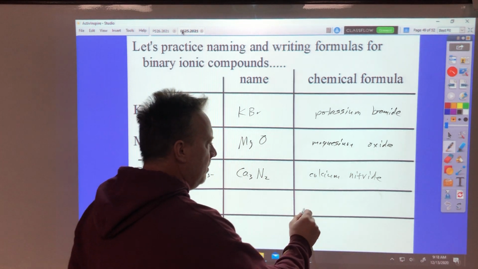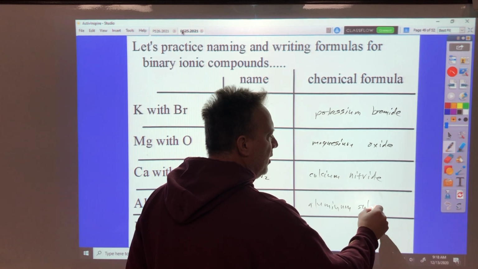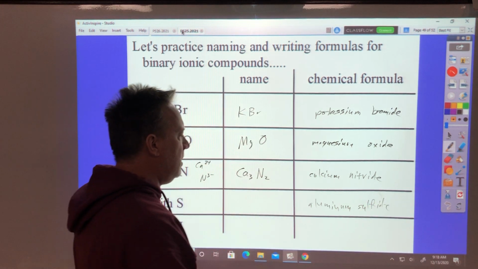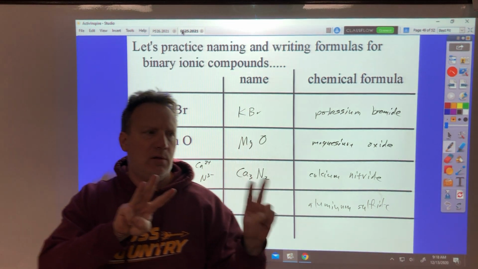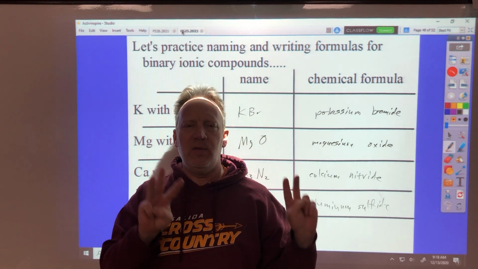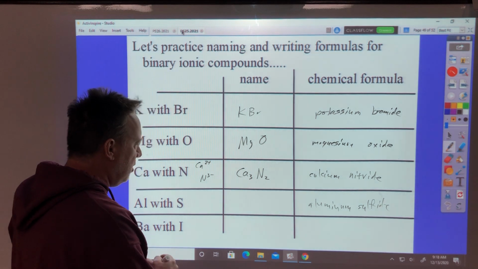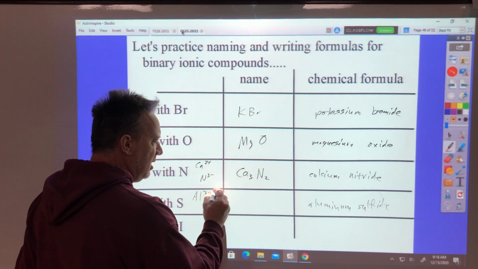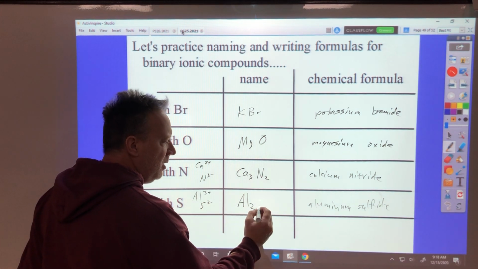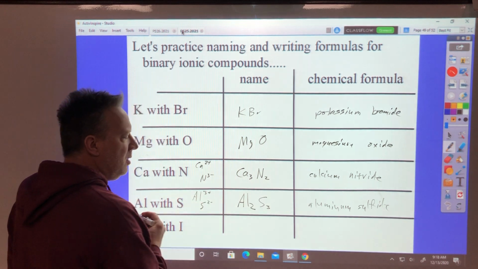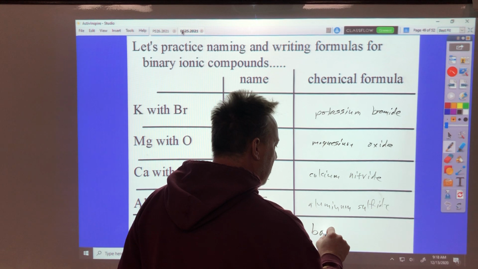We have aluminum sulfide. And aluminum gives 3, sulfur takes 2. This is not a match. How do you make it a match? Well, we're going to have to move 6 valence electrons. 2 3s and 3 2s. So if you have Al3 positive, I need 2 of those. If it's S2 minus, I need 3 of those to make aluminum sulfide.